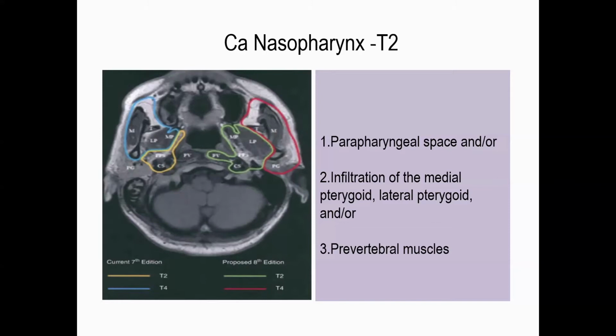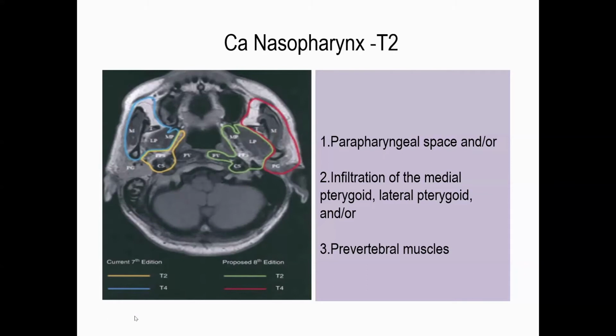Prevertebral muscle involvement is not included in the staging of oropharynx. So the examiner can ask you: if the prevertebral muscle is involved in an oropharyngeal tumor, what is the stage? You have to say that it is not involved in the staging of oropharynx. If it is from a nasopharyngeal tumor and prevertebral muscles are involved, it is a T2. Whereas lower down, in larynx and hypopharynx, prevertebral muscle involvement becomes a T4.